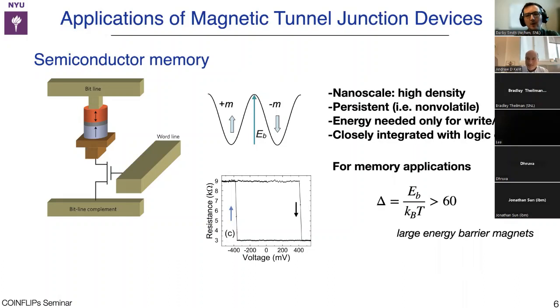And I don't know if there are things piling up in the chat. I don't know if there are questions at this point. We have two early questions. One is, why is the switching asymmetric?